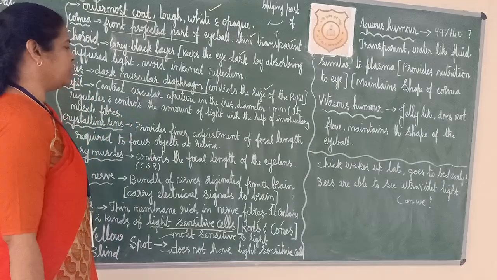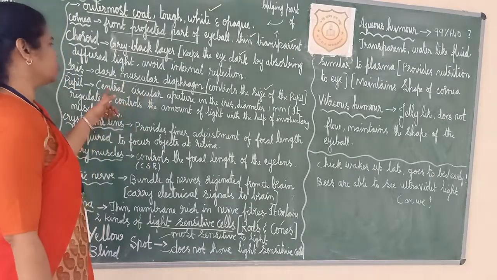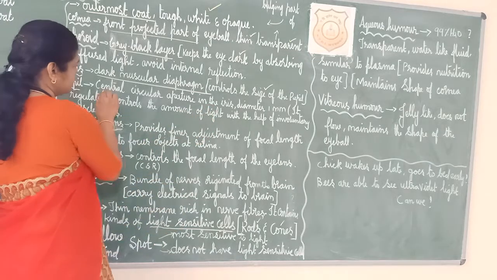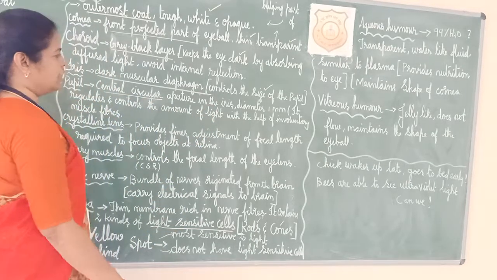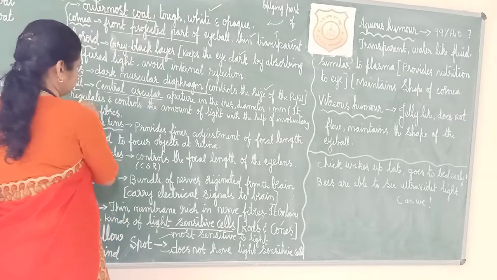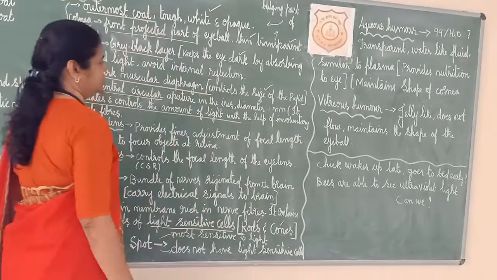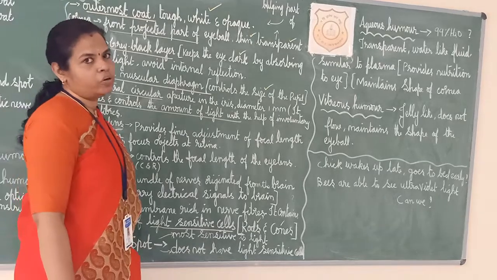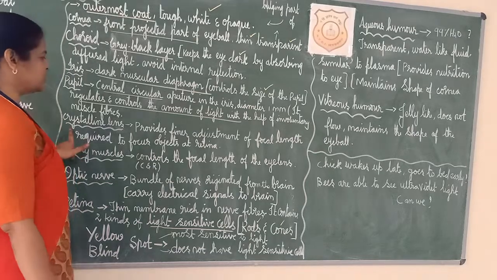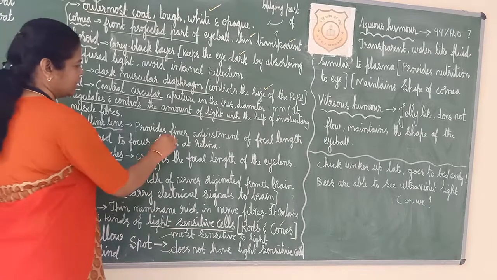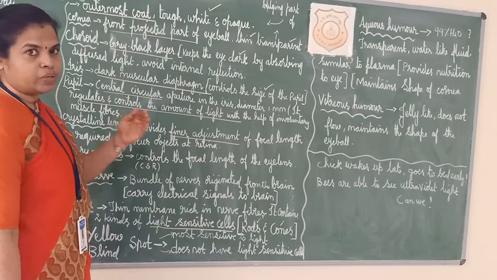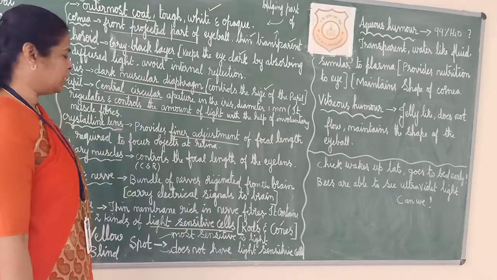Then the next one is pupil. Pupil is the central circular aperture in the iris. The diameter is 1 millimeter. It regulates and controls the amount of light with the help of involuntary muscle fibers. Then the next one is the crystalline lens. It provides finer adjustment of focal length which is required to focus the object on the retina.